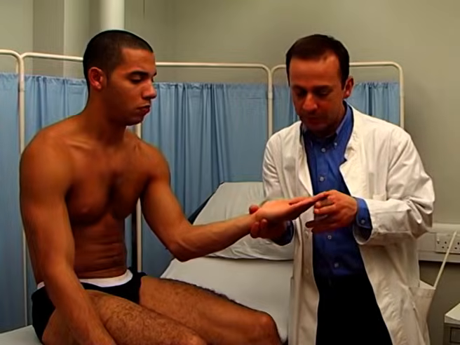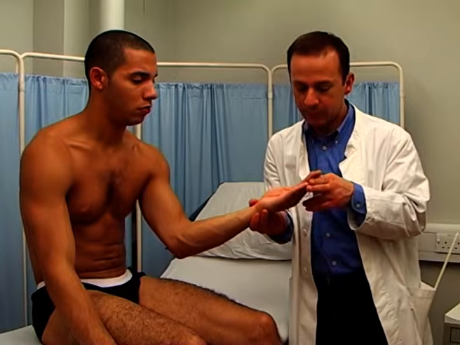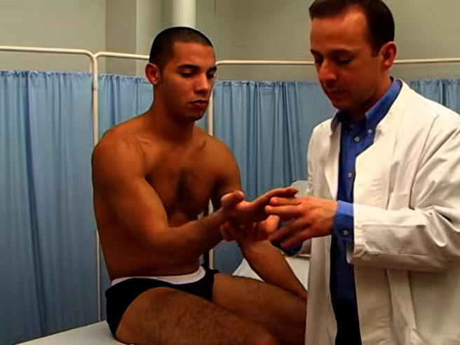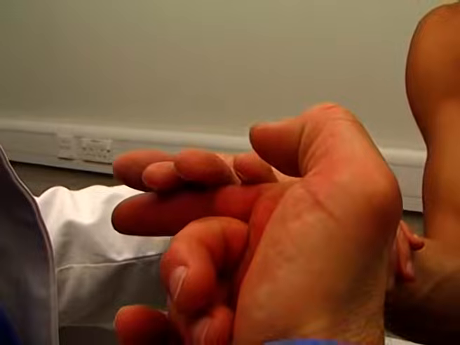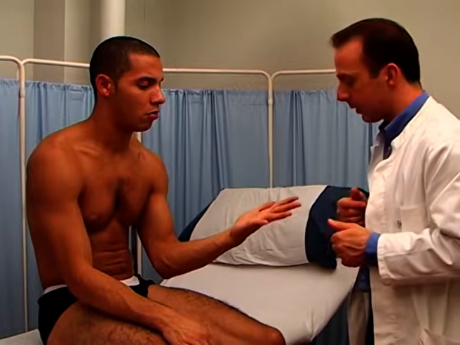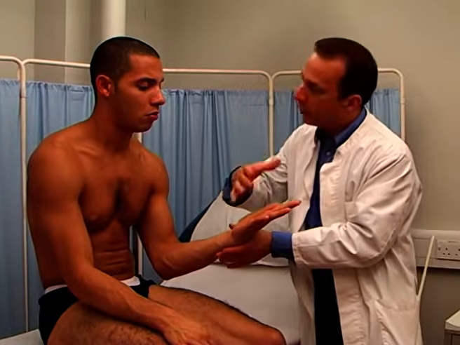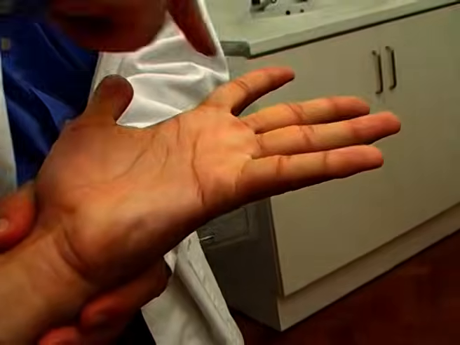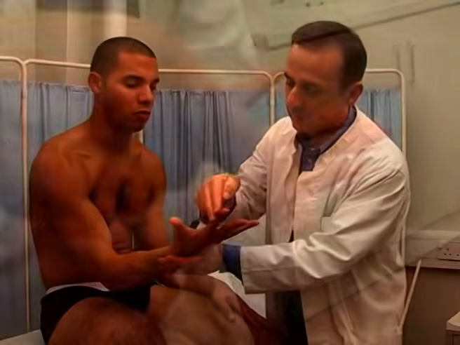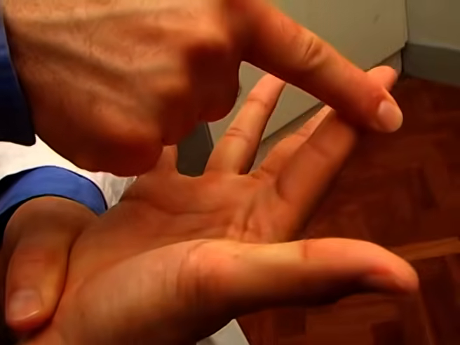Extension of the digits, extensor digitorum, the radial nerve, mostly from C7 and C8. Good. Abduction of the fingers. Abduction of the index finger. The first dorsal interossei. The ulnar nerve from T1.